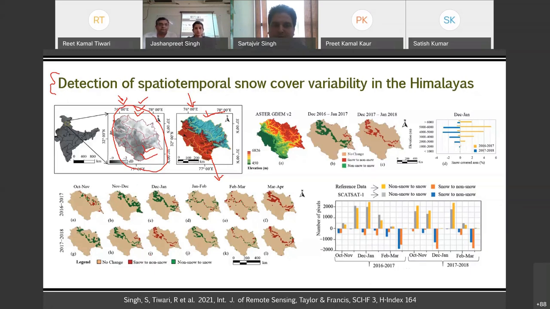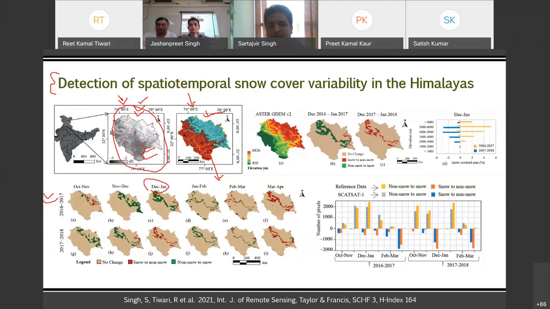Here you can see that we have first classified the data, and I will just give you one example. In December 2016 and January 2017, we classified the data of these two dates, and then we subtracted pixel by pixel, and we identified that there is an increment in the snow during the same period. But in 2017-18, during the same period, that is December and January, there is a decrement in snow. So why are we studying this kind of information?